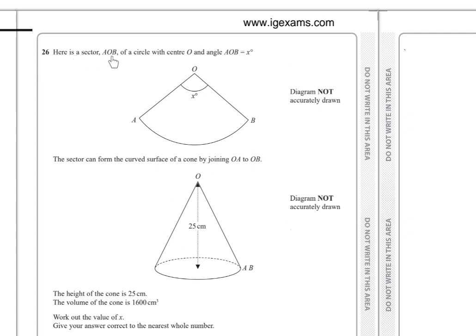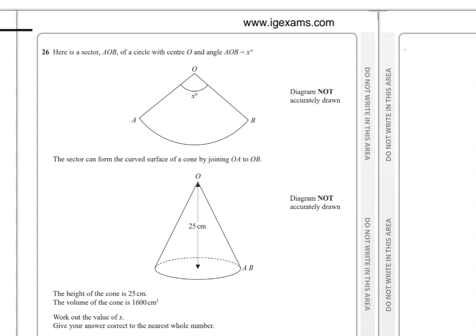26. Here is a sector AOB of a circle with center O and angle AOB equal to x. The sector can form a curved surface of a cone by joining OA and OB. The height of the cone is 25. The volume of the cone is 1,600 centimeters cubed. Work out the value of x. Give your answer correct to the nearest whole number.